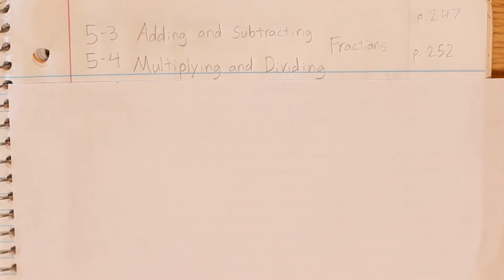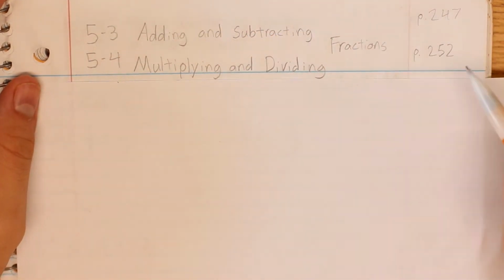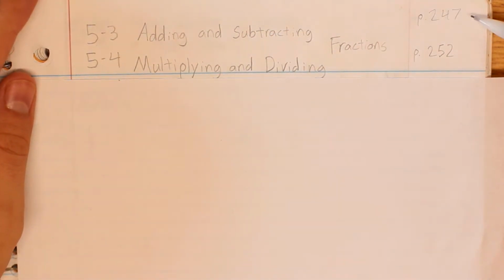Today we'll be looking at adding and subtracting, multiplying and dividing fractions. This is found in two sections of your book, 5.3 and 5.4. They can be found on these pages. Please make sure you're writing down the page numbers. Some of you have not been, I've noticed.